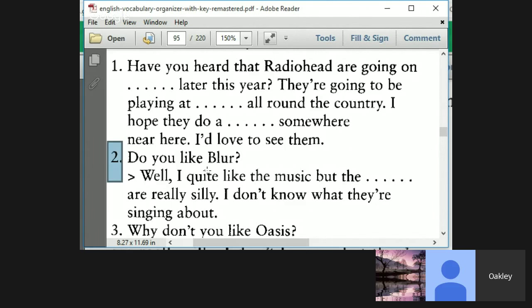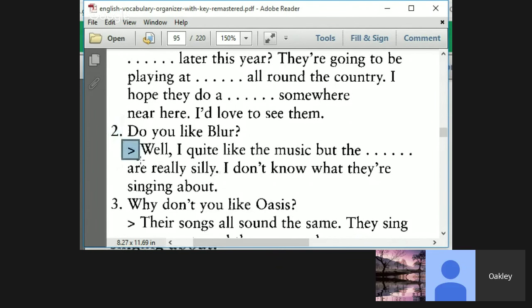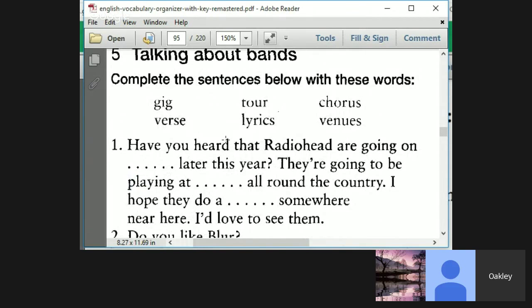Yes. Do you like Blur? Well, I quite like the music, but the lyrics are really silly. I don't know what they are singing about. Lyrics? Yeah, the words to a song. Lyrics is very specifically words to songs.